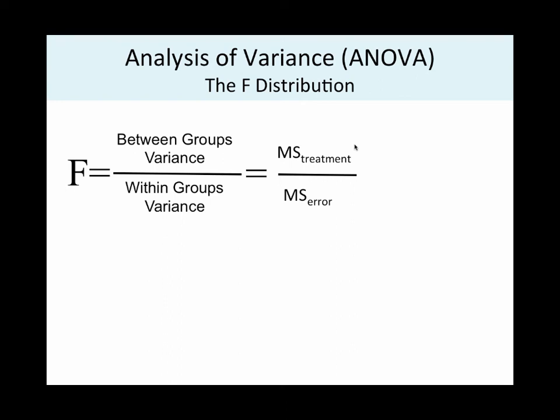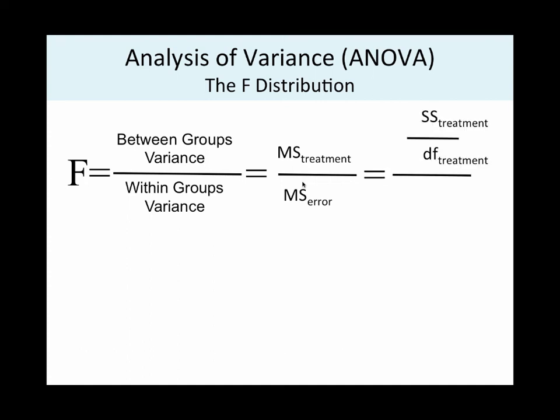And in the numerator, it is the mean square of the treatment, and in the denominator, it's the mean square of the error. So mean square can be considered as synonymous with the term variance. So let's consider how those two mean squares are going to be calculated.